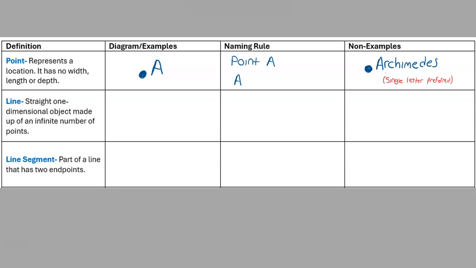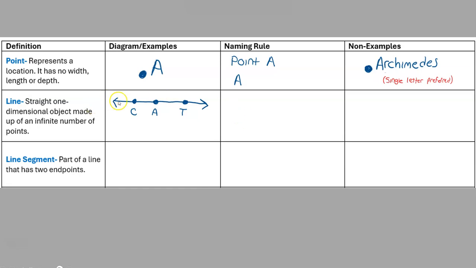Now, moving on to lines. Lines are going to be straight, one-dimensional objects, meaning they go left, right, up, down, or diagonally. That's it. There's no curve to them. They are straight, and one-dimensional, and made up of an infinite number of points. Now, we're not going to label the infinite number of points. Sometimes we're going to label 2, maybe 3, maybe 0. We'll talk about that in a few seconds.